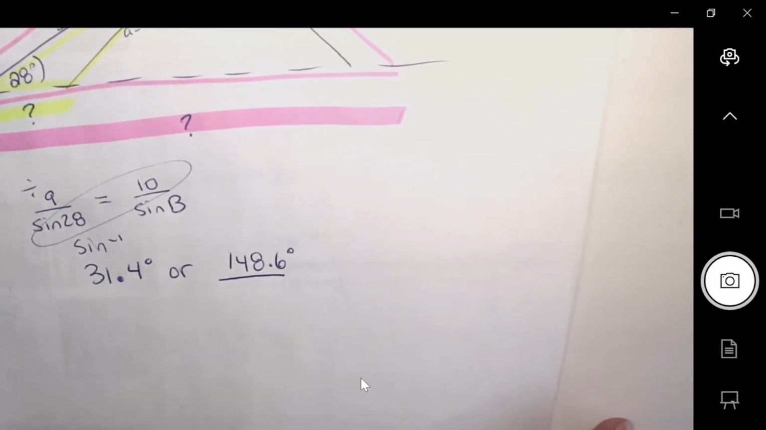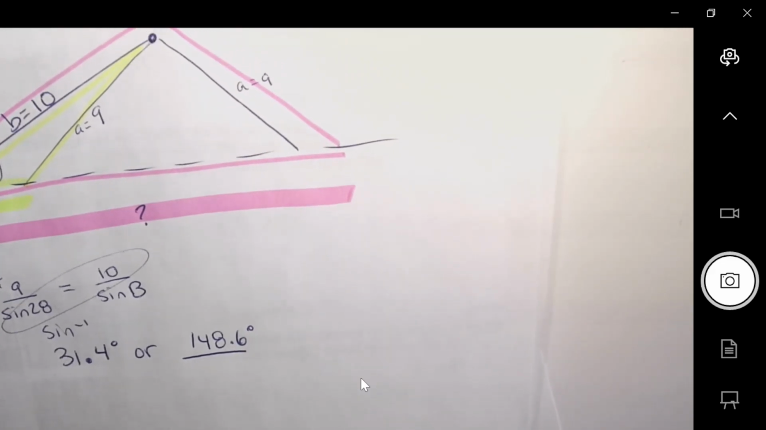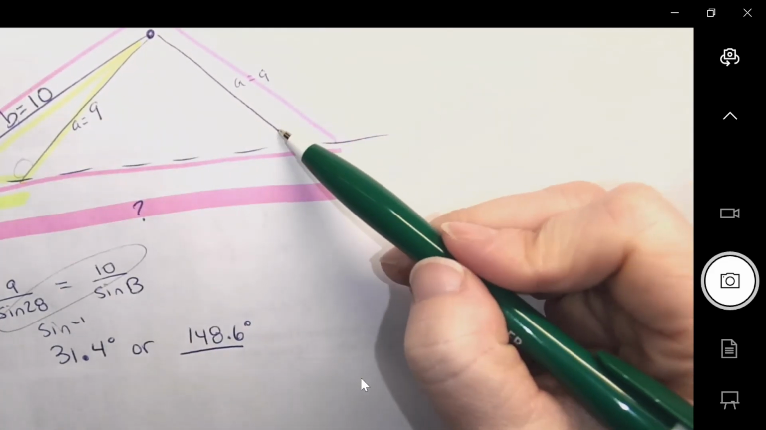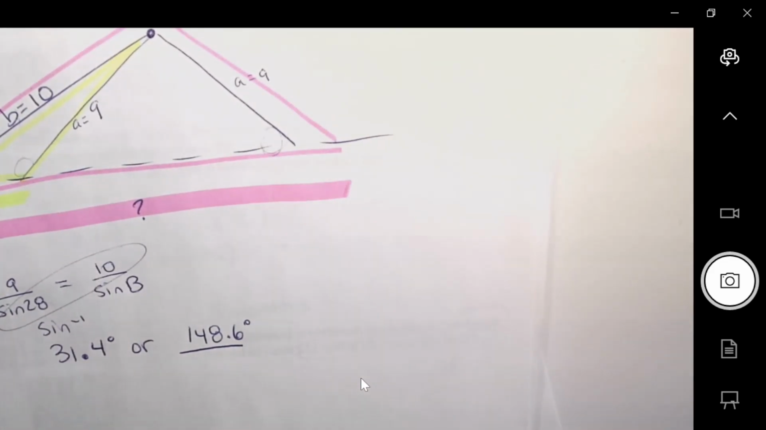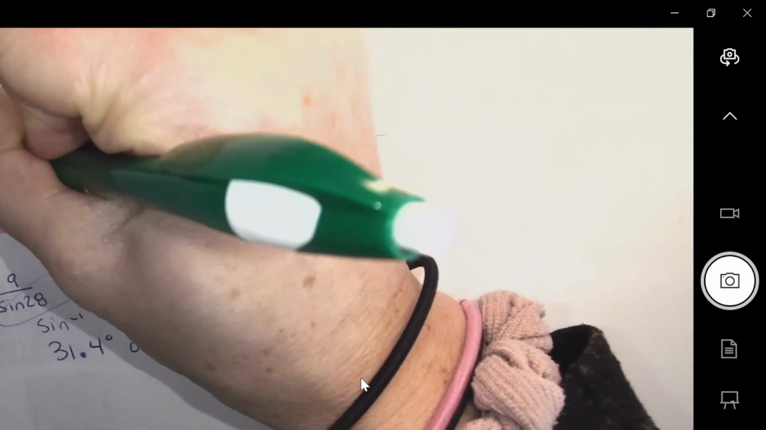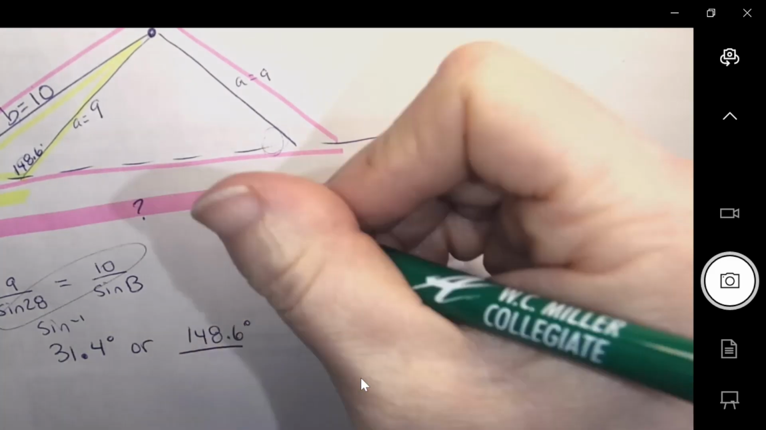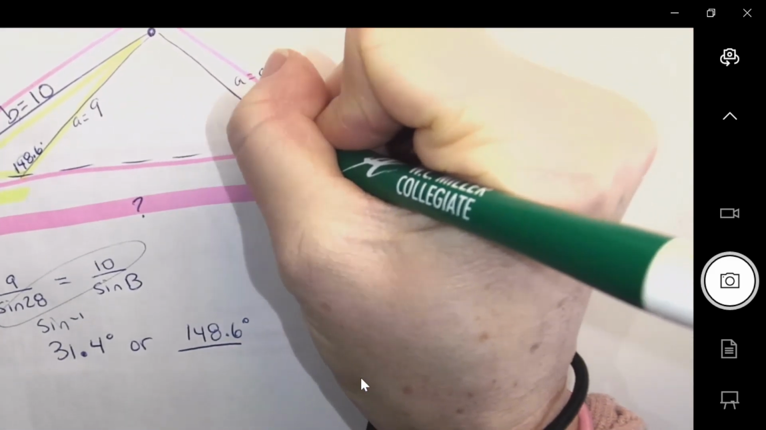So I need to locate that angle across the 10. So I have two options. Where would you put across the 10? What would you put there? 148.6 is in my yellow because it's the obtuse across 10. 31.4 is the acute across 10.